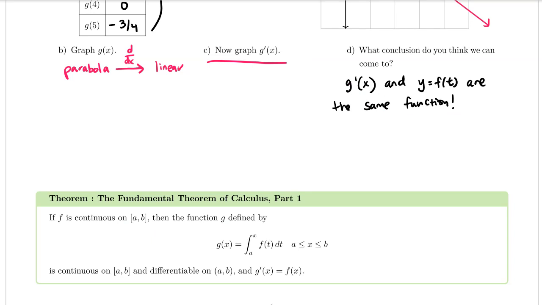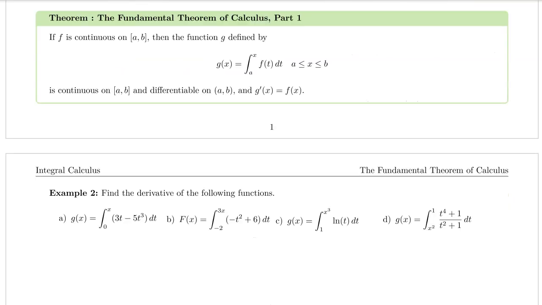So that conclusion leads us to the fundamental theorem of calculus, part 1, which says if f is a continuous function on the closed interval from a to b, then the function g, defined by g of x equals the definite integral from a to x of f of t dt on the closed interval from a to b, and that's continuous on that closed interval from a to b and differentiable on the open interval from a to b, then our conclusion is that g prime of x is equal to f of x, which is a very powerful statement. So let's look at example 2, which says find the derivative of the following functions.